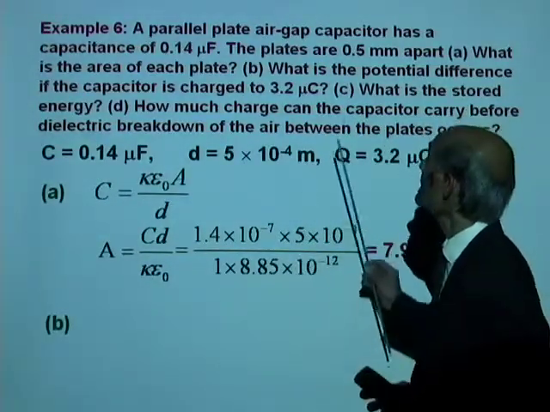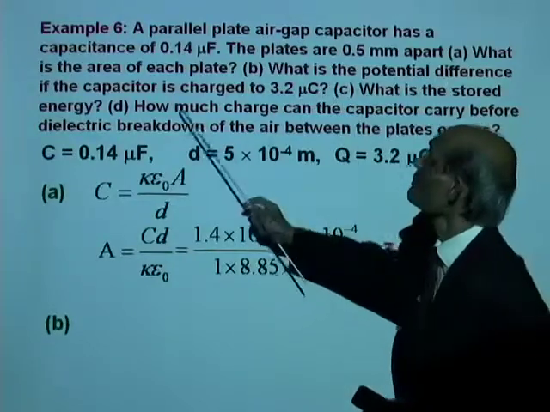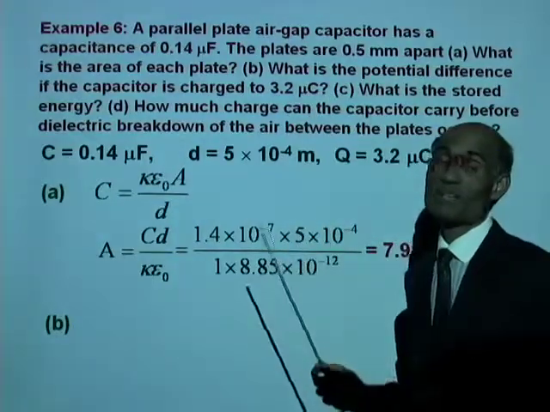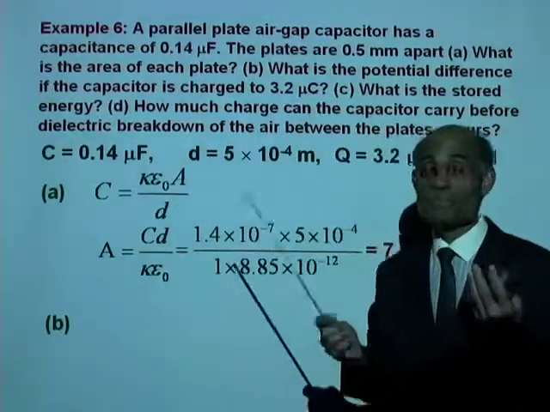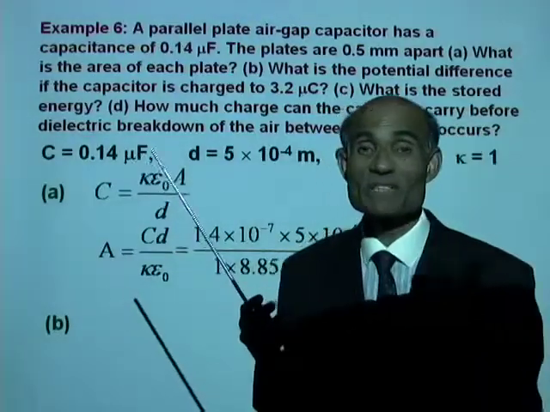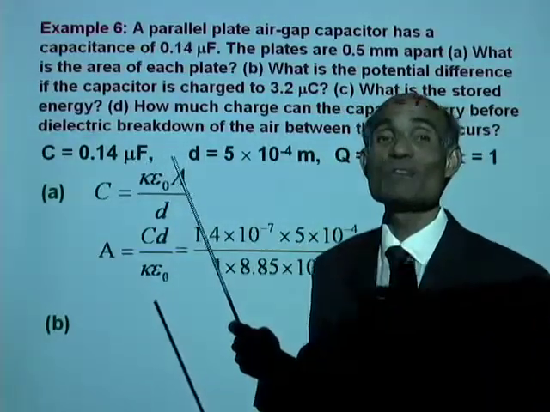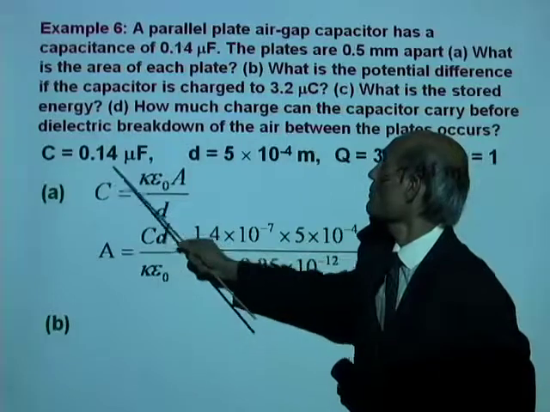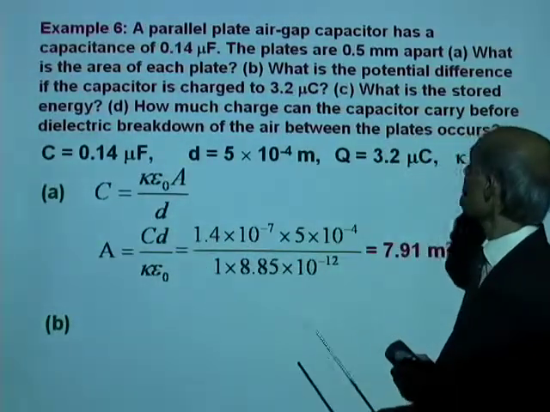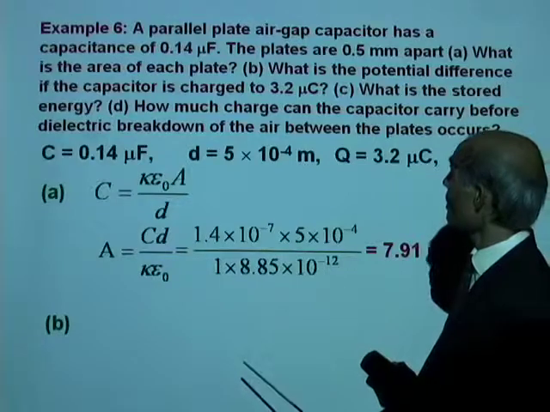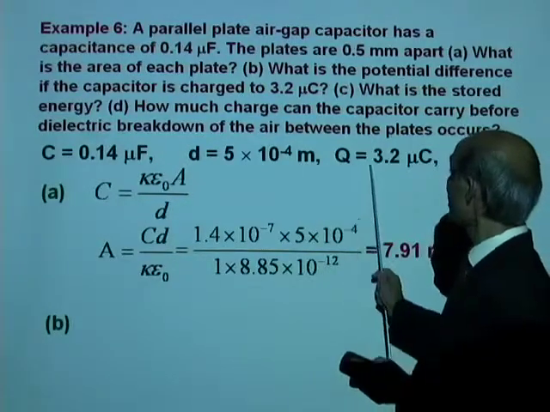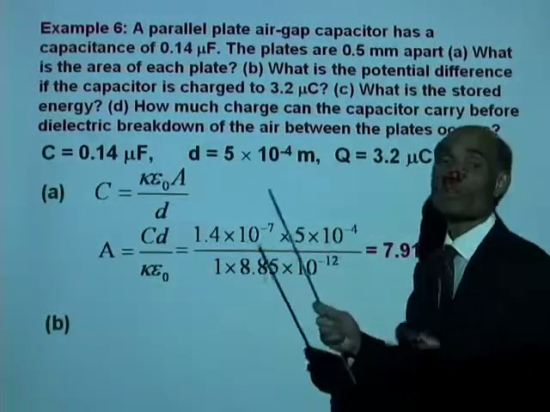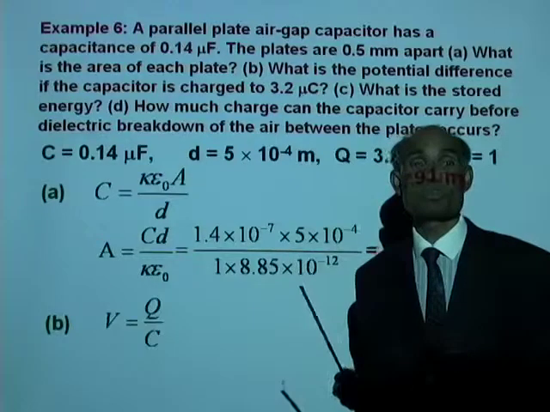B, what do we need to find? We need to find the potential difference if the capacitor is charged to discharge. Well, that's very simple because you have the basic definition of capacitance, C equal to Q over V. We know C and we know the amount of charge Q, therefore we can find V, the potential difference.